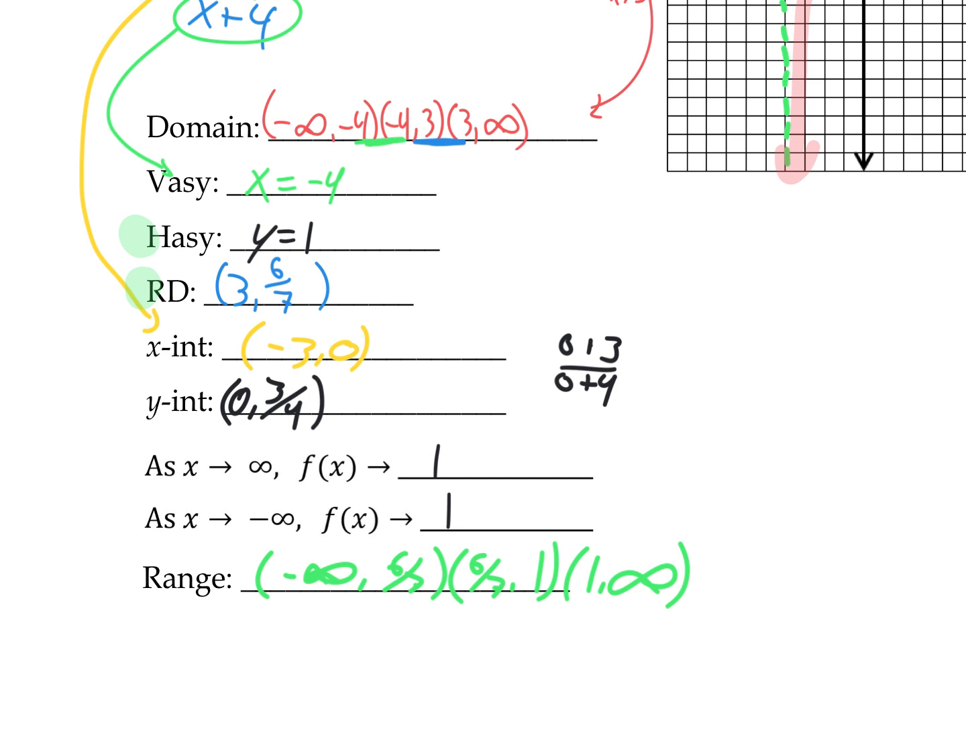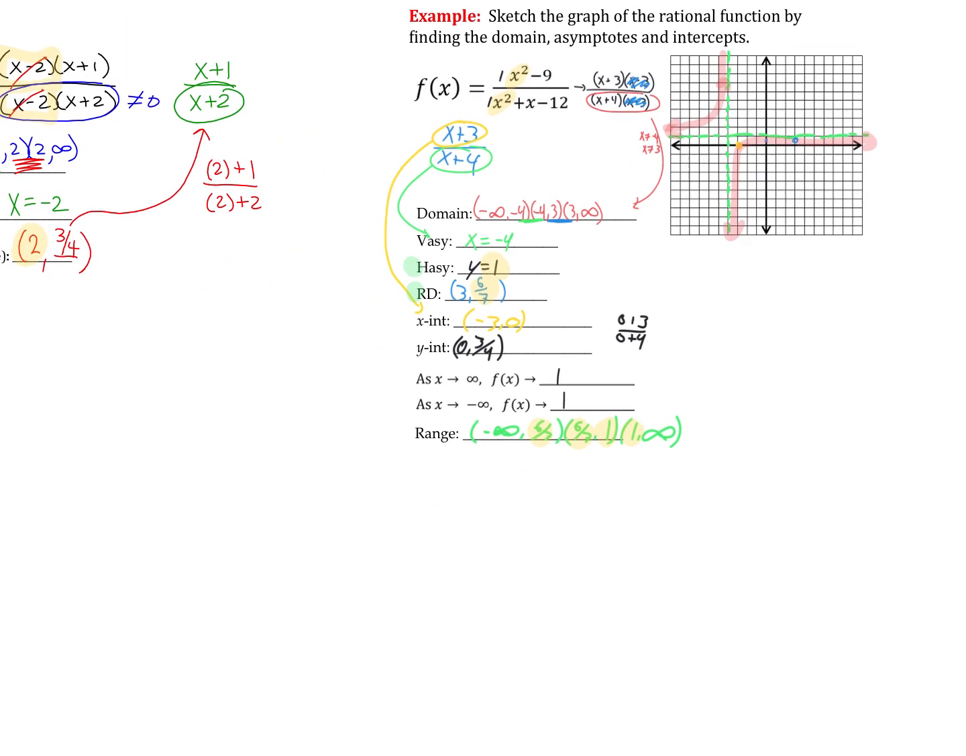Again, these values of 6/7 come from the y value of the removable, and the 1 comes from the horizontal asymptote. All right, that is that for that lesson.